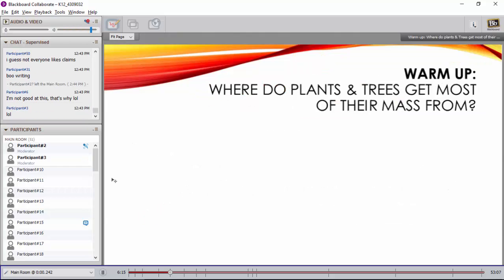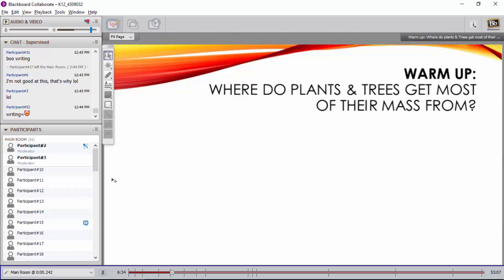Okay, so let's do a little warm-up. Get you guys thinking. So we're looking again at that idea of photosynthesis. So I'm going to open up the whiteboard. I'm going to give you 30 seconds. I want everyone in here, there are 49 of you, to write down one thing that you think plants get their mass from. Where do plants and trees get most of their mass from? Do it now on the whiteboard.